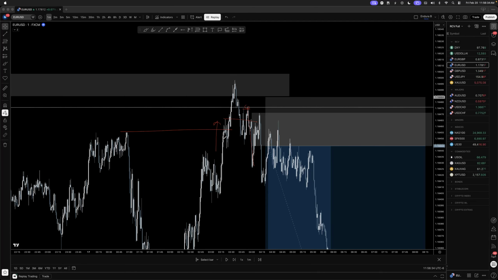Not to mention, we can argue this to be OFD as well. So if we have OFD, the failure of a POI, and we have SD, which is structural disruption, then from there we can start to see signs that we could potentially go lower. But that wasn't enough for me. Even though we technically had structural disruption here, we are still within the internal bullish range, which you can see here.